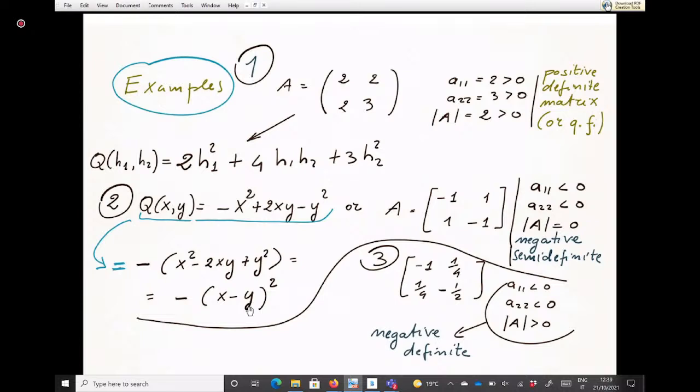Okay, this is another example of a negative definite, because this is minus minus, and this becomes plus 1/2 minus 1 over 16. It is positive, the determinant, it is negative definite. Of course, this, I want to point out one thing.